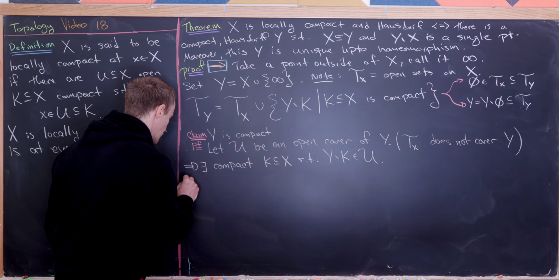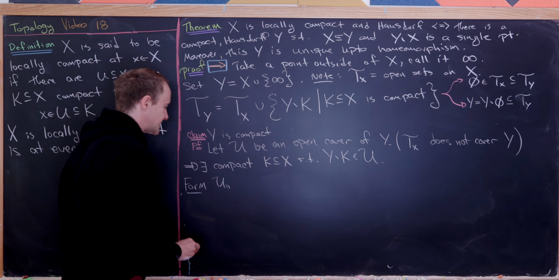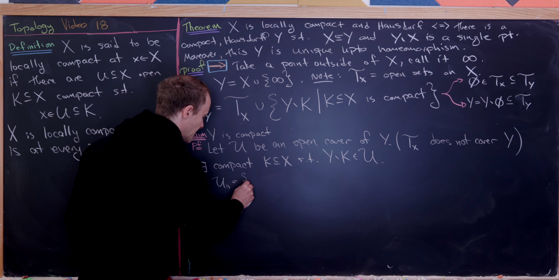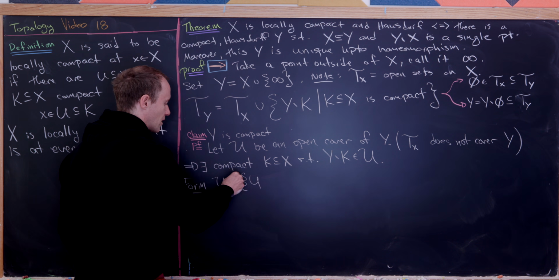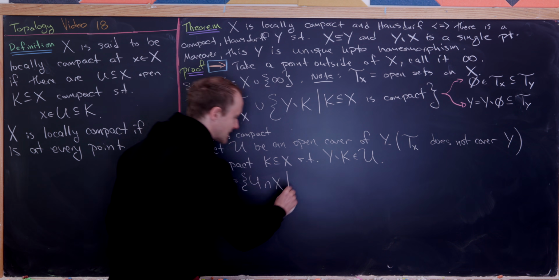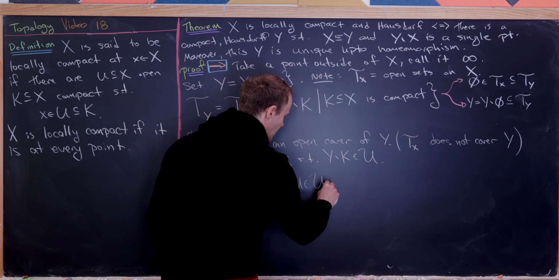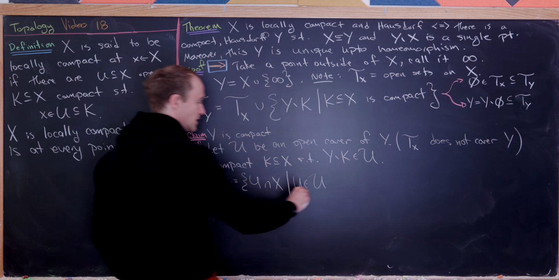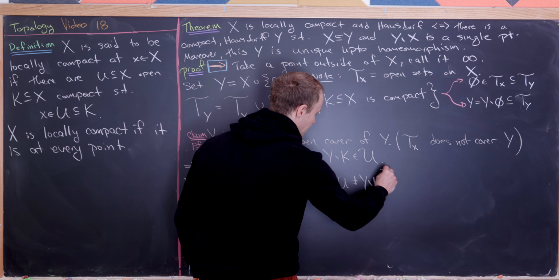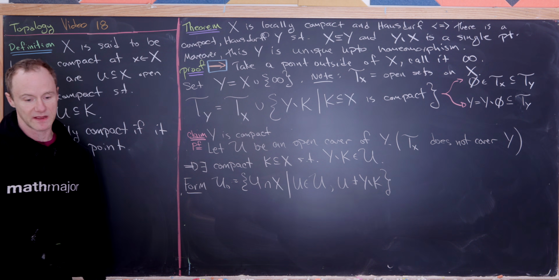Okay, so now what we want to do is form another set that I'll call U naught, or U zero, and that's going to be everything of the form U intersected with X, as long as U is inside of our big script U and U is not equal to Y minus K. Okay, so something like that.